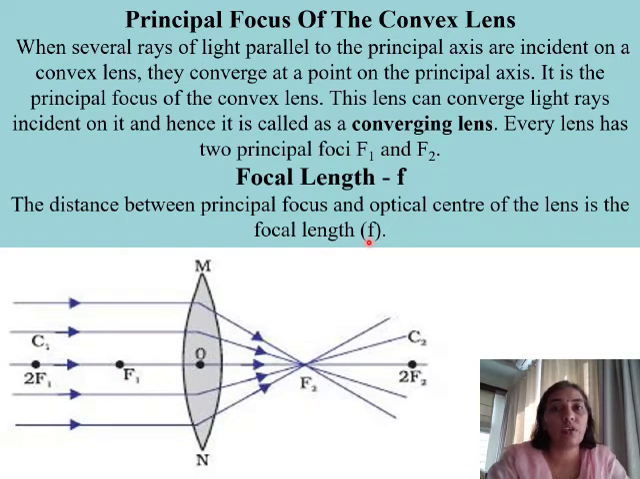The distance between principal focus and optical center of the lens is called focal length. This is another important term, that is focal length. It is indicated by small f, and it is the distance between principal focus and the optical center of the lens. So this is the optical center and this is the focus. So the distance between the optical center and the principal focus is called the focal length of the lens. So this is the focal length of convex lens. So we have studied two things, that is principal focus, and we have even studied the focal length.